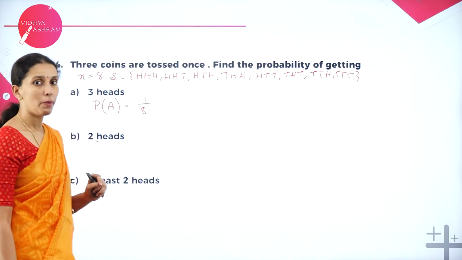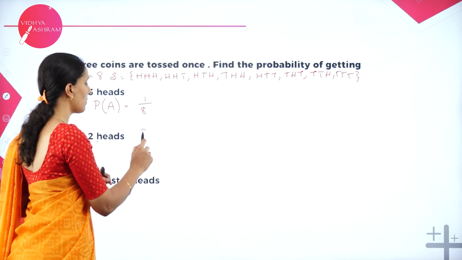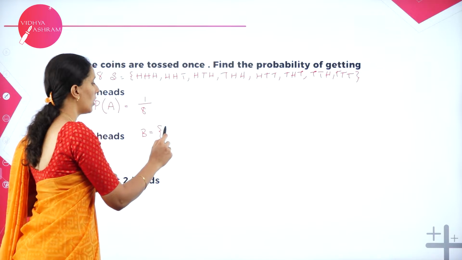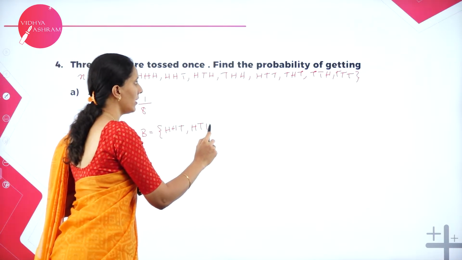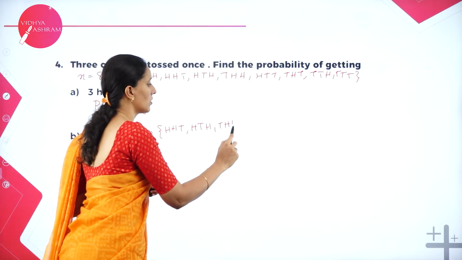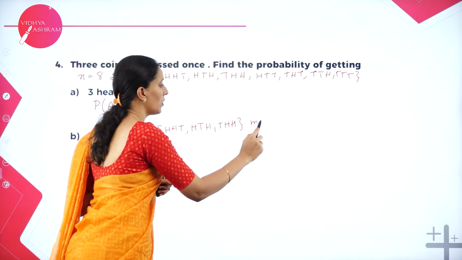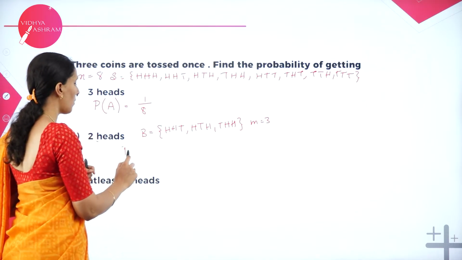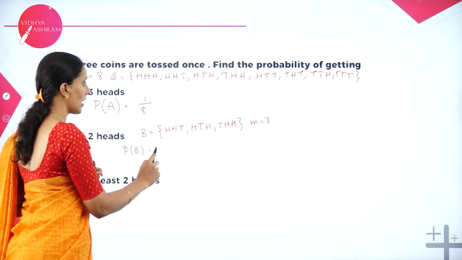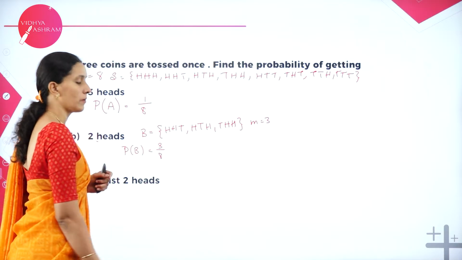2 heads. How many ways of 2 heads do we have? Let me take this as event B. So 2 heads means we have 3 outcomes, HHT, HTH and THH. So here the value of m is 3. Probability is nothing but m by n. So the probability of B can be written as 3 divided by 8.